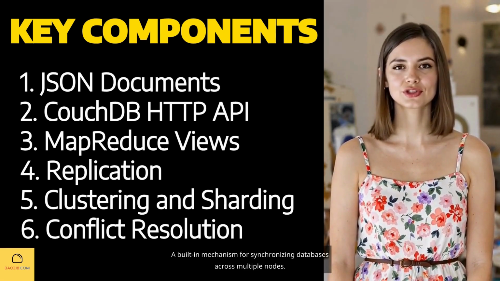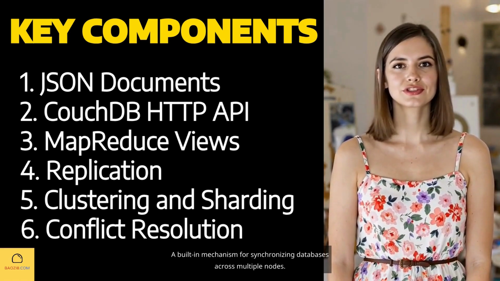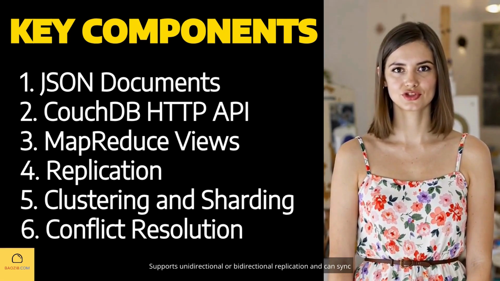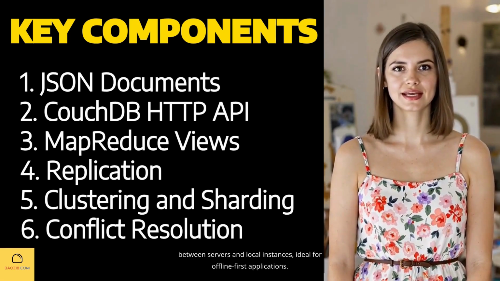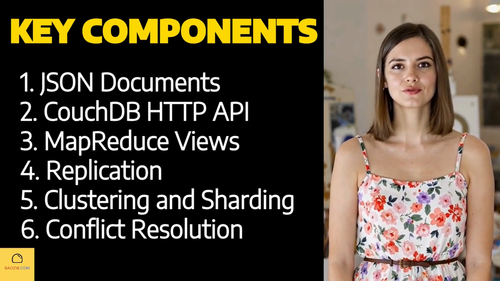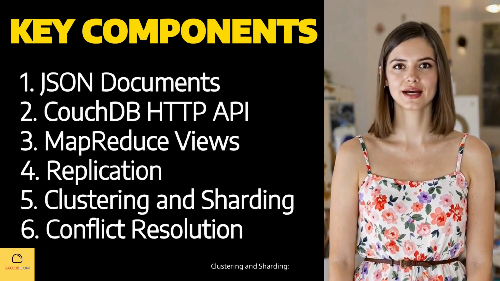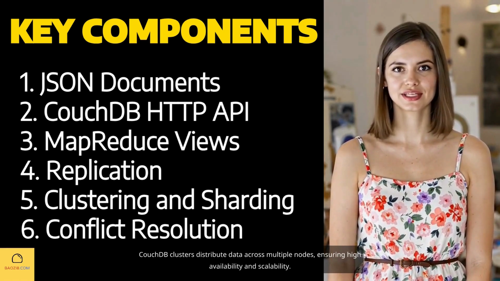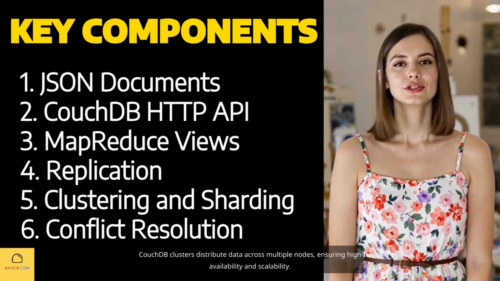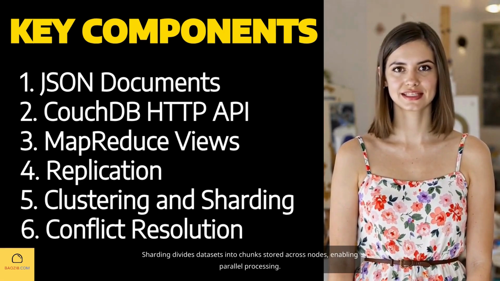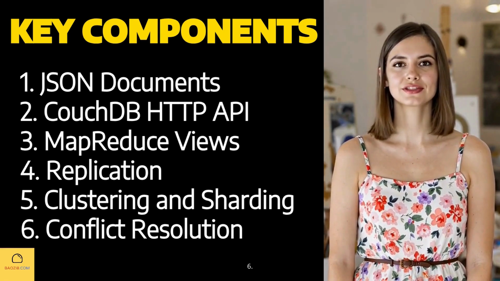4. Replication. A built-in mechanism for synchronizing databases across multiple nodes. Supports unidirectional or bidirectional replication and can sync between servers and local instances, ideal for offline-first applications. 5. Clustering and sharding. CouchDB clusters distribute data across multiple nodes, ensuring high availability and scalability. Sharding divides datasets into chunks stored across nodes, enabling parallel processing.